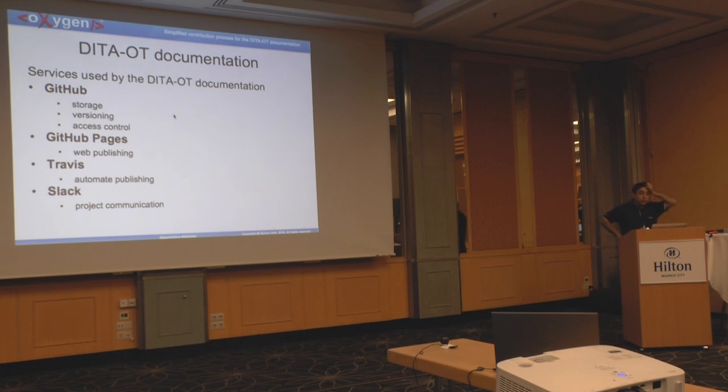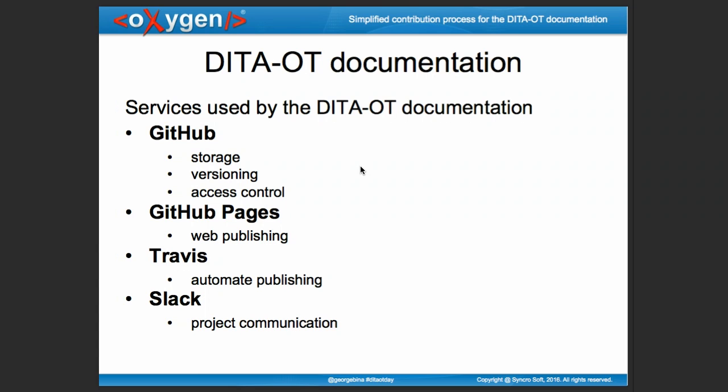So the DITA Open Toolkit documentation is developed, surprisingly, in DITA. And there are a number of services that are used in connection to the documentation. GitHub is used as a storage and versioning system. It also provides some access control rights, so you can say who is able to actually change the documentation.